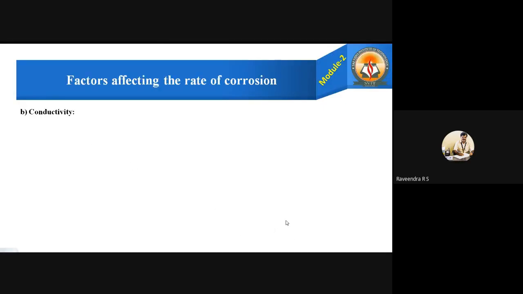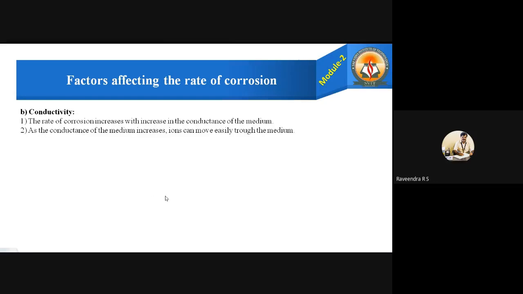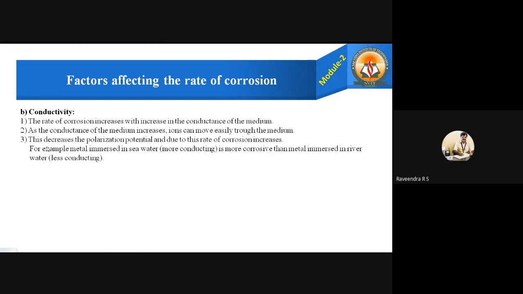Next, we have the second nature of the medium, conductivity. The rate of corrosion increases with the increase in the conductance of the medium. As the conductance of the medium increases, ions can move easily through the medium. Therefore, this decreases the polarization potential, and due to this, the rate of corrosion increases. For example, a metal immersed in seawater, which is more conducting, is more corrosive than a metal immersed in river water, which is less conducting.